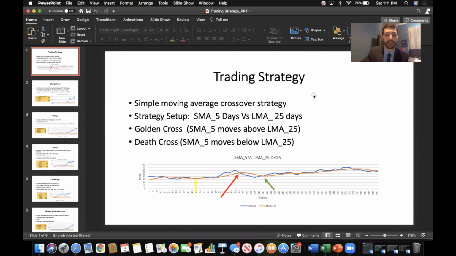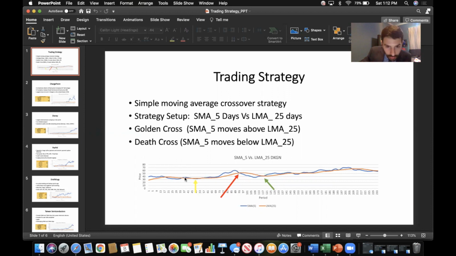The strategy is set up in two basic ways, a small moving average and a long moving average. For the sake of this strategy, we use 5 days and 25 days. We're looking for two indicators here, a golden cross and a death cross. When a golden cross happens, it means the stock is a buy. When a death cross happens, it means the stock is a sell. But when a death cross happens, it's not a clear indicator at all times that it's an instant sell.